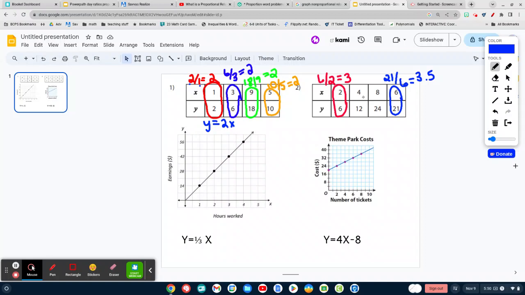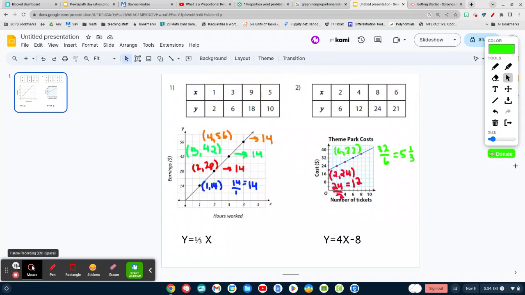Looking at this table over here, I have 6 and 2 for my y and x partner, and their ratio simplifies to 3. Down here, I have 21 and 6 as my y and x, and that ratio simplifies to 3.5, or 7 over 2. Since these two values are not the same, this is not a proportional relationship. I am not going to be able to write an equation the same way I did for the first one.